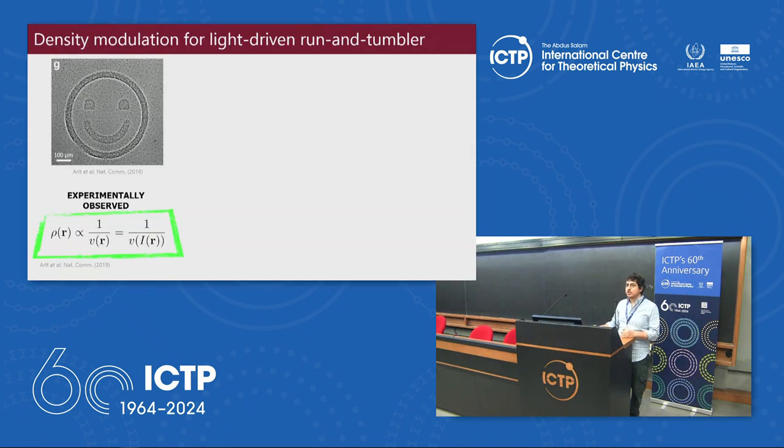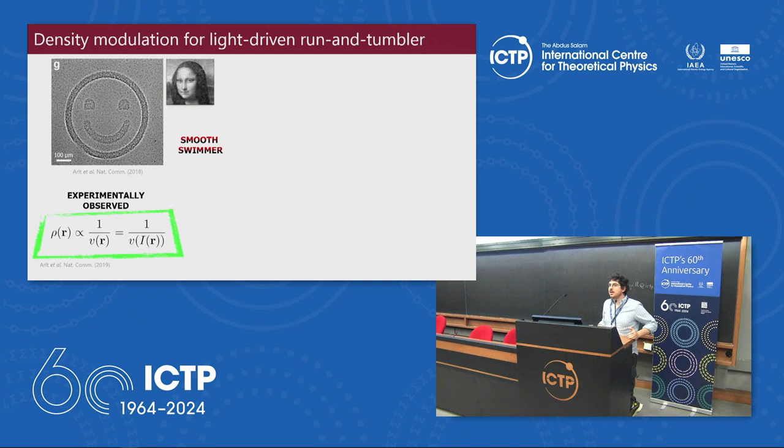In parallel, another group in Edinburgh was working on a similar kind of system. They were able to improve this time response. So these bacteria respond pretty quickly, in less than 1 second. And they were able to demonstrate that the density is inversely proportional to the speed. But in all these experiments, we both were using smooth swimmer bacteria, so the bacteria were not tumbling.